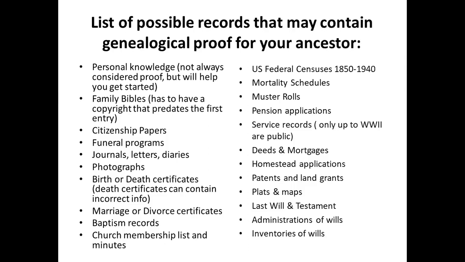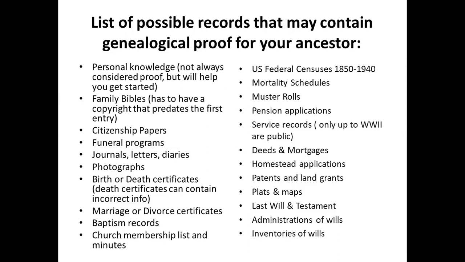Marriage and divorce certificates, baptism records, church membership list and church minutes, the U.S. Federal Census from 1850 to 1940. And the reason I say those are because those are the ones that typically list the family names and ages. For most societies that require proof to join, they typically only accept the 1850 and onward. Mortality schedules, those are a form of census records and they give names, dates, and causes of death.